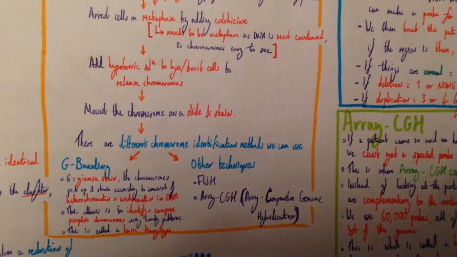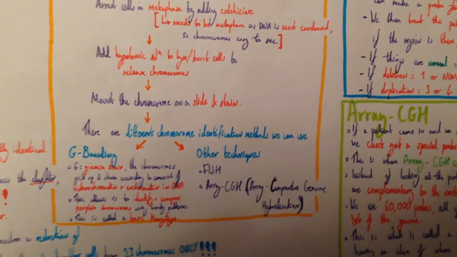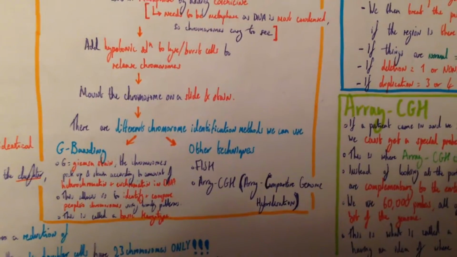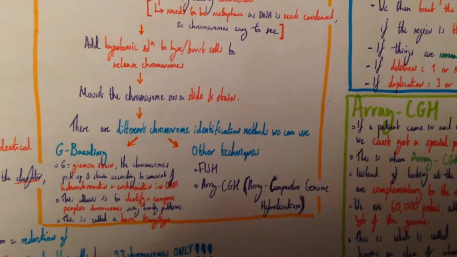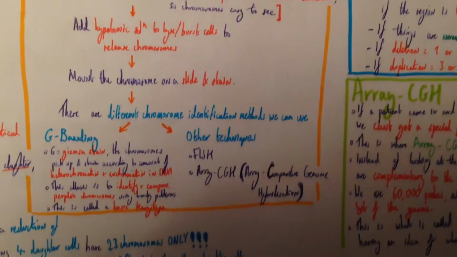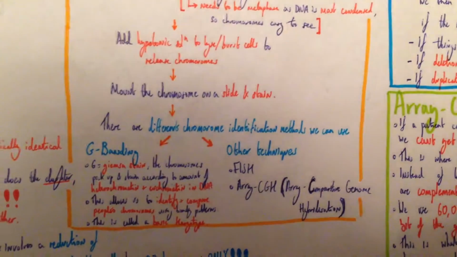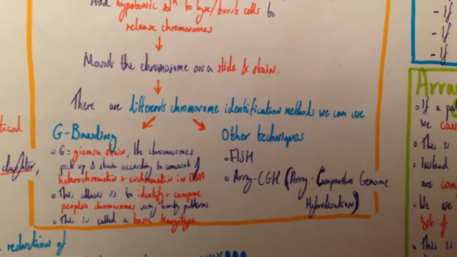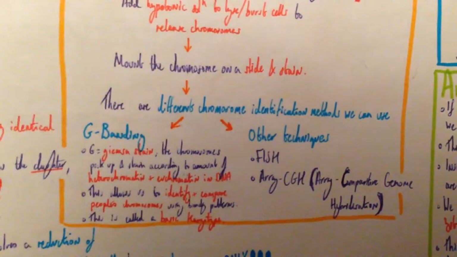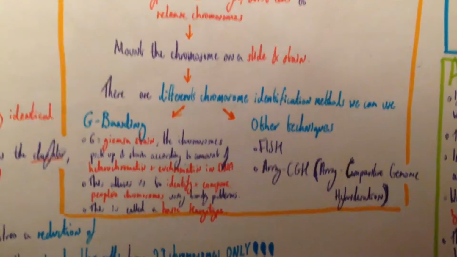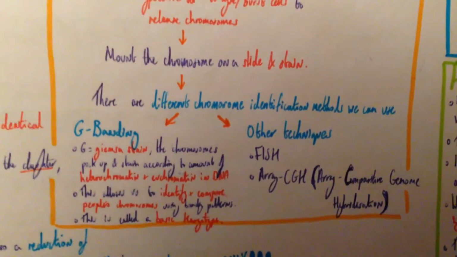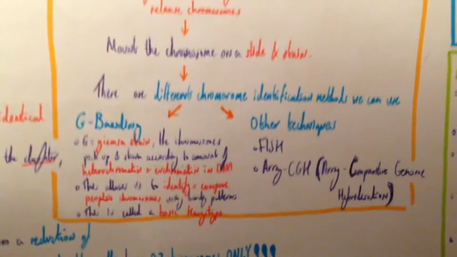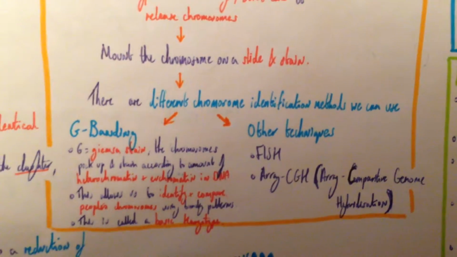There are different chromosome identification methods we can then use. We can use G banding, where the G stands for Giemsa stain. The chromosomes pick up a stain according to the amount of heterochromatin and euchromatin in the DNA. This allows us to identify and compare people's chromosomes using banding patterns, which is called a basic karyotype.